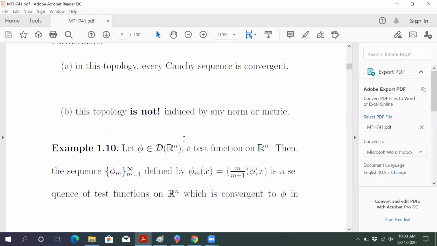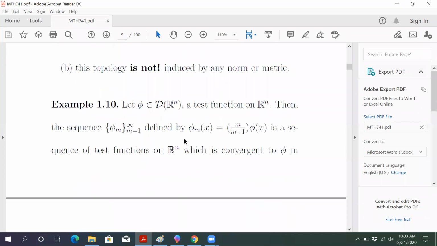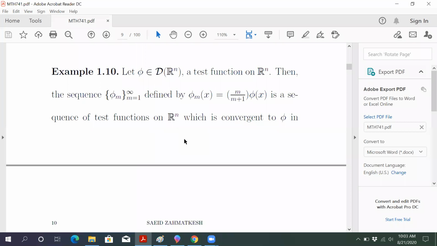Okay, let me give you an example here. Suppose that phi is a test function on Rn. We define a sequence of test functions which converges to phi. How do we define this? Look here. Every phi m of x is defined to be m over m plus 1 times phi of x. It means each phi m is the scalar multiple of phi. This is a scalar. And if you remember, we talked about it in the previous lemma. What was that lemma? If I'm not mistaken, Lemma 1.7.